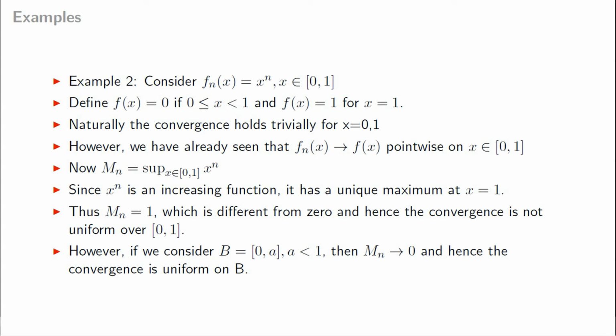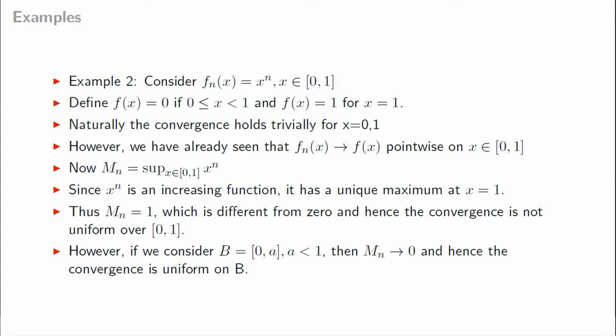However, if we consider B as a subset of 0 to 1, say the closed interval 0 to A for A strictly less than 1, then Mn tends to 0, and hence the convergence is uniform on B.